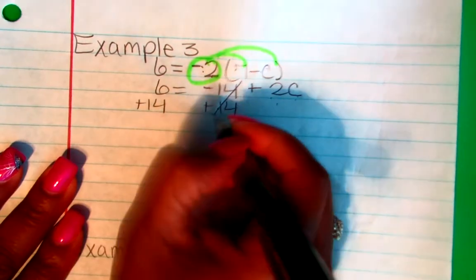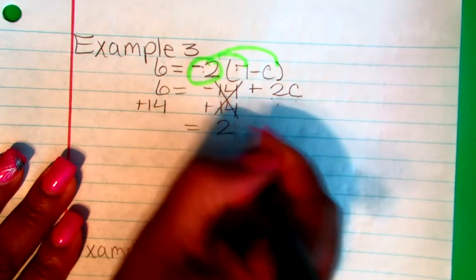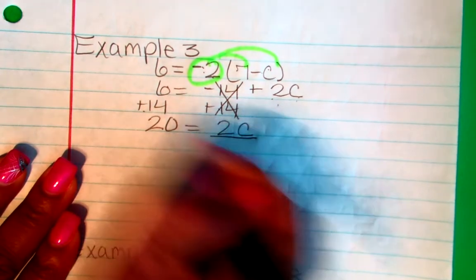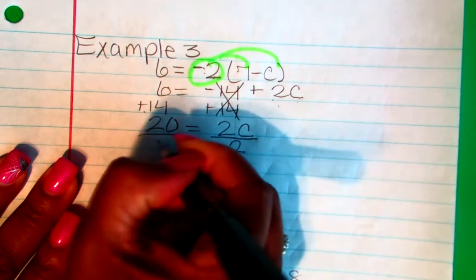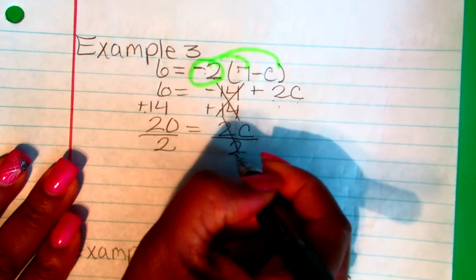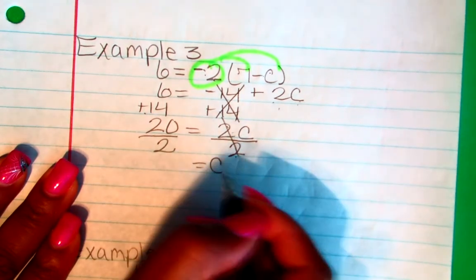Then the 14s on the right hand side cancel. Those are additive inverses. We're left with positive 2c. 6 plus 14 is 20. Then we divide both sides by 2. That coefficient there cancels out because 2 divided by 2 is 1. We have 1c left on the right hand side. We have accomplished our goal.